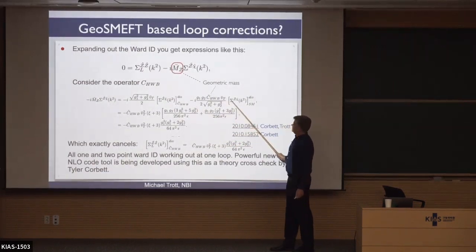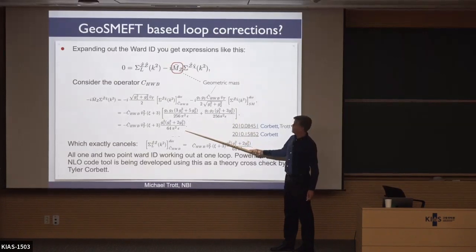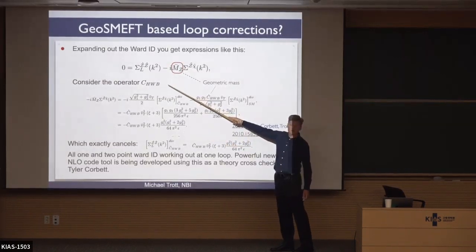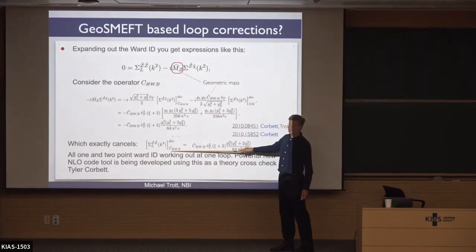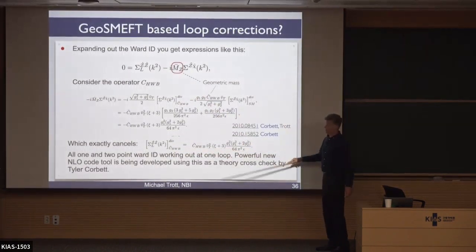This piece and this piece combine up in a way that has to satisfy the divergence structure, exactly cancelling Wilson coefficient by Wilson coefficient. So we check all the Wilson coefficients, the divergence structure at one loop for the two-point function and identities. And it indeed works exactly as expected.